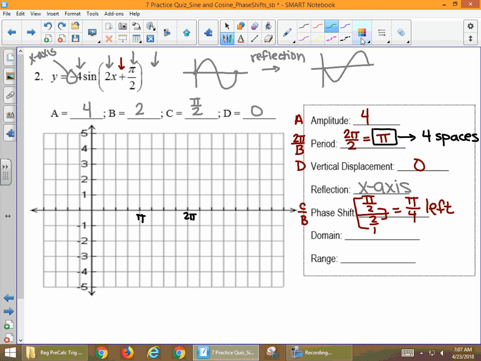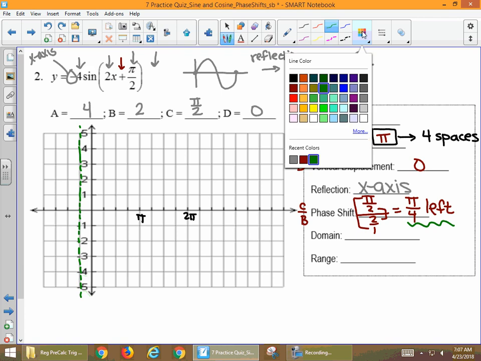And now let's deal with our phase shift. Our phase shift is pi over 4 to the left. Well, if pi is 4 spaces out, pi over 4 to the left is going to be 1 space to the left. That's where I'm going to start my pattern for my sine graph.